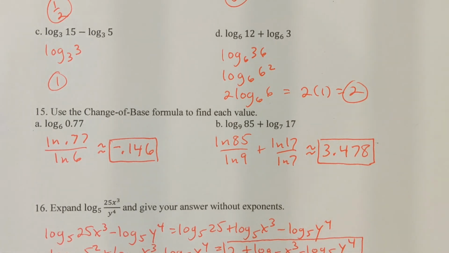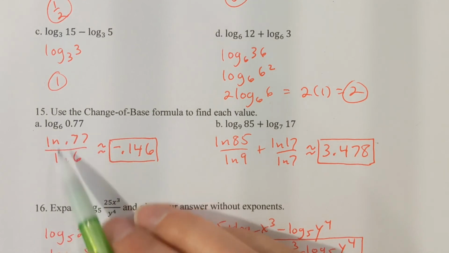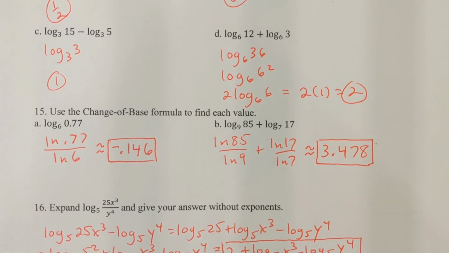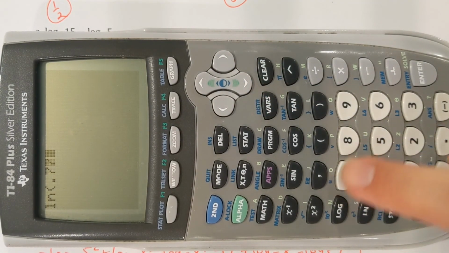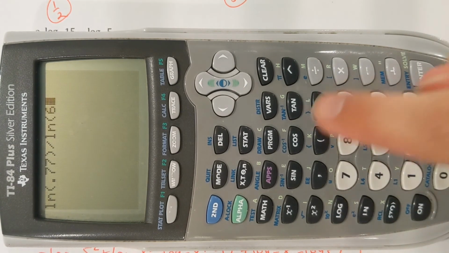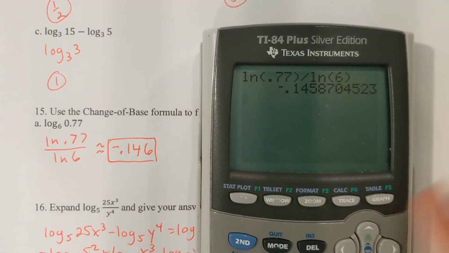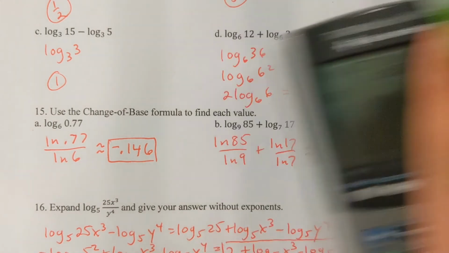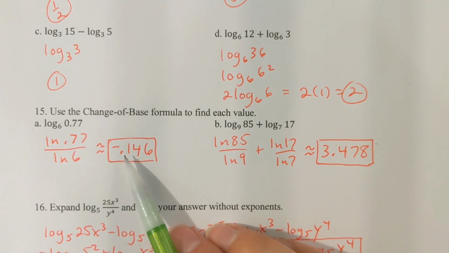Now, in part A, I'll change the base to base e, and you're going to have 0.77 going into the natural logarithm in the numerator. The old base is going to go in the natural logarithm in the denominator. And so then we can go to the calculator here and type in ln of 0.77 divided by ln of 6. And I'm getting negative 0.146 if I go nearest 3 digits. Note that, again, sometimes we can have a negative coming out of the calculation. So log base 6 of 0.77 is roughly negative 0.146.